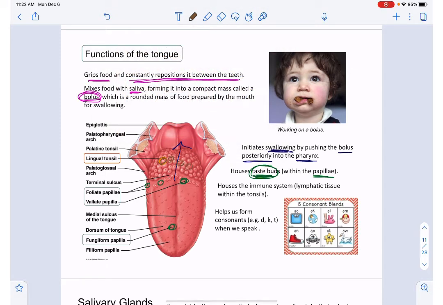And what tonsils are is they're lymphatic tissue. And one of the jobs of the lymphatic system is to house white blood cells. So there's a bunch of white blood cells within this lymphatic tissue, within these tonsils. And again, those are there to monitor for any potential pathogens that may be entering into the body, into the digestive tract via this food.